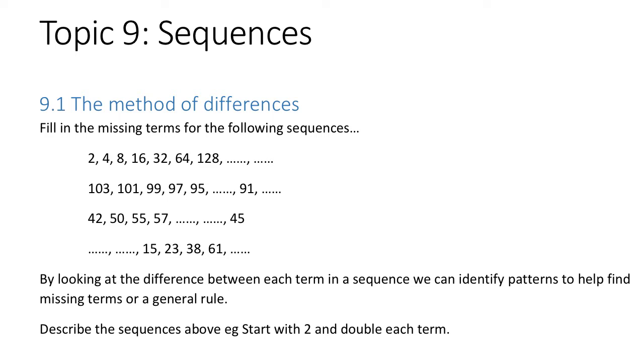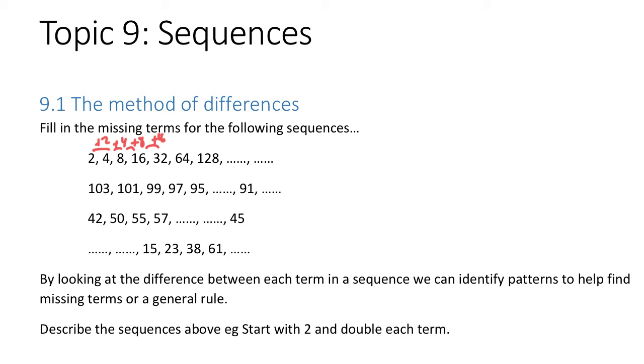To get from 2 to 4, we'd add on 2. 4 to 8 would be add on 4. So add 2, add 4, add 8, add 16. So one of the ways that we could see it would be to add on the previous term. Or another way to get from each term, a simpler one, would be to multiply each term by 2.